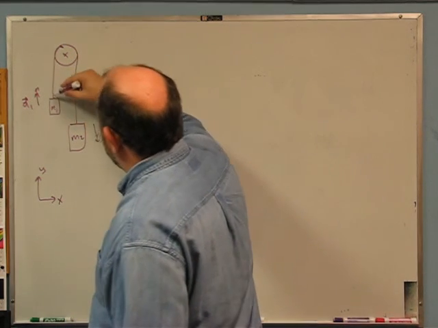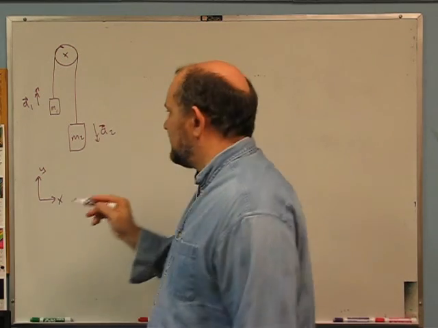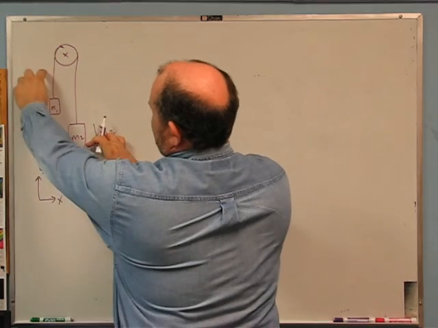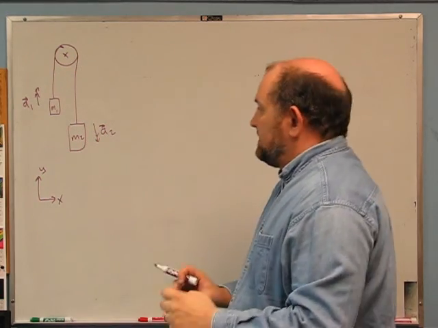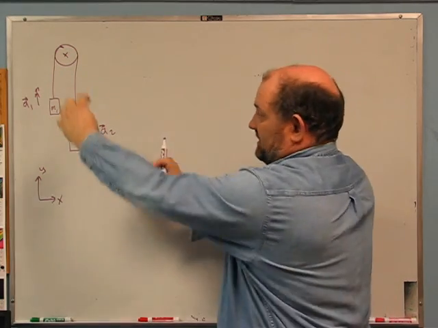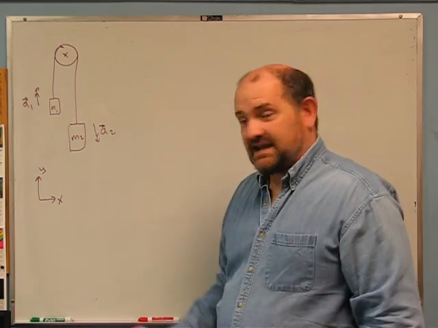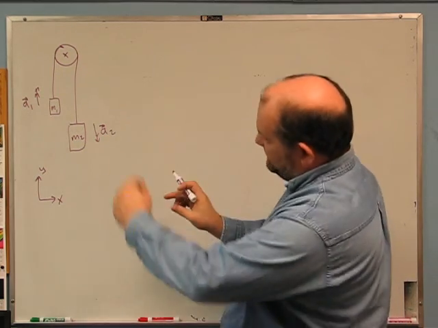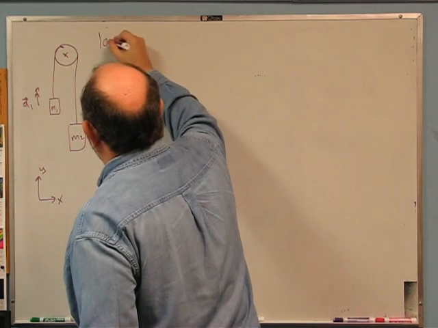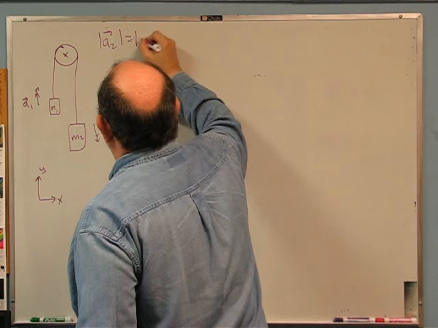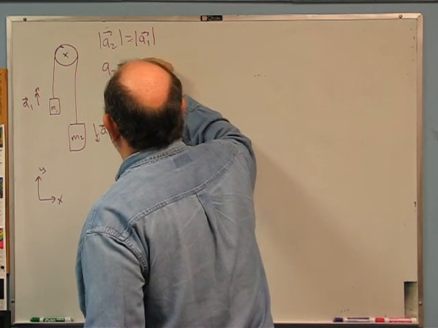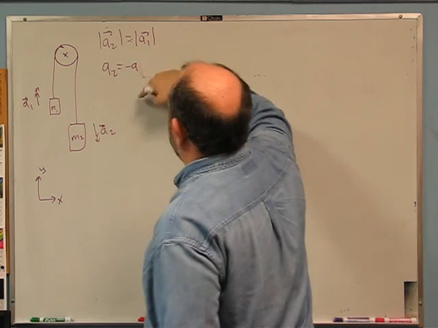Finally, because this is an ideal, inextensible string, it's taut because there's stuff hanging on it. However much this moves down, this has to move up the same amount. That means the rate at which this is moving down has to be the same as the rate at which that one's moving up. So the speeds of the two have to be the same, and the velocities are going to be opposite because one's going down. The rate of change of the speed has to be the same, so the accelerations are going to be the same. So we know from the beginning that the magnitude of A2 has to equal the magnitude of A1. And just from looking at the directions, we know that A2 is going to be minus A1.